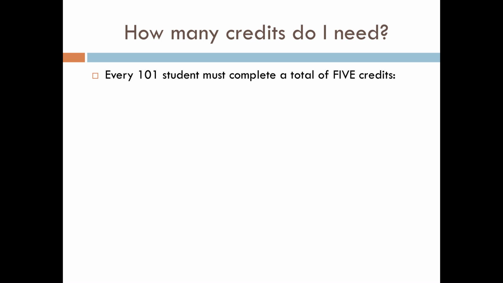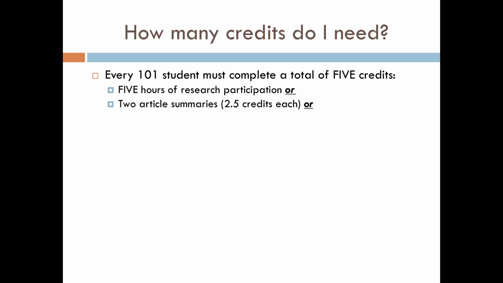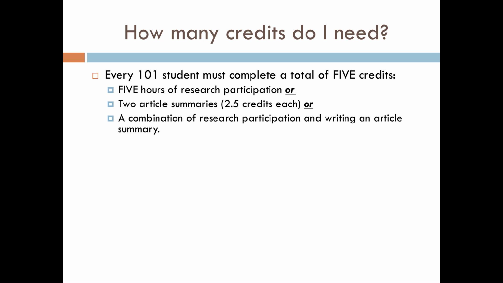Now, keep in mind that Psychology 101 students are required to obtain 5 credits in order to complete the requirement. These credits can come one of 2 ways. You can complete 5 hours of research participation. This comes through signing up for studies, and you receive 1 credit for every 1 hour of participation. Or you can obtain this credit by completing 2 article summaries. Those are worth 2.5 credits each. Or you can do a combination of doing research participation and writing an article summary.